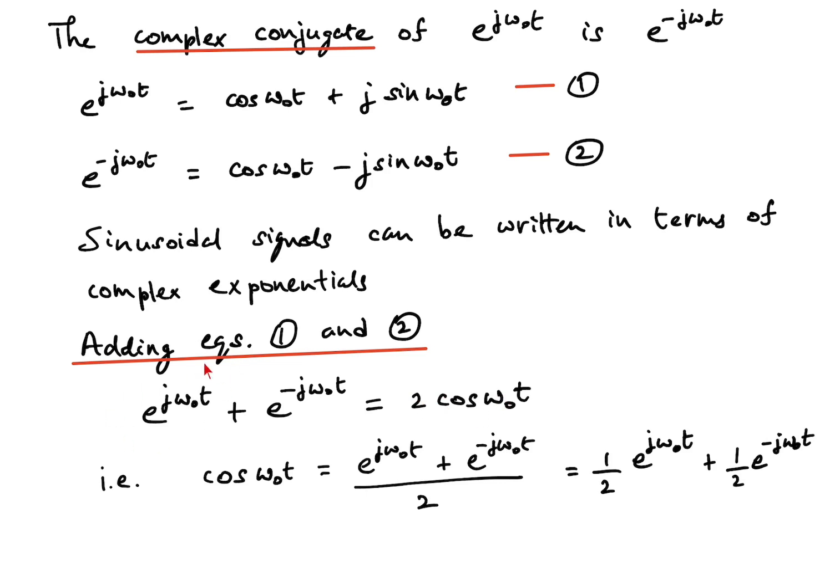So we have 2 cosine omega naught t as e power j omega naught t plus e power minus j omega naught t. We can now bring this 2 to the other side, to the denominator, and write our cosine omega naught t as e power j omega naught t plus e power minus j omega naught t divided by 2. Or I can factor out the 2 and get half e power j omega naught t plus half e power minus j omega naught t. So by adding the complex exponential and its conjugate, we are able to represent cosine omega naught t in terms of the complex exponential signal.